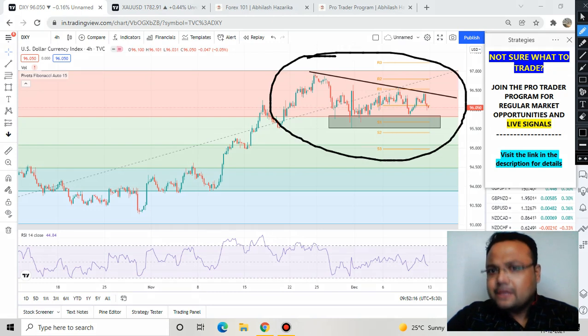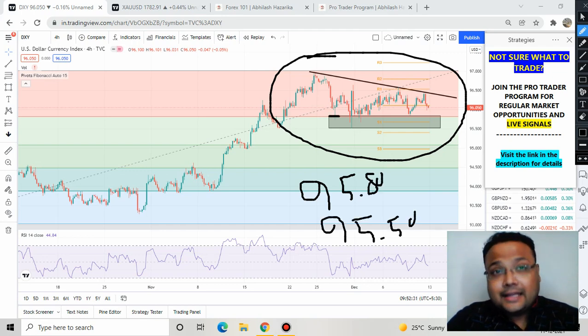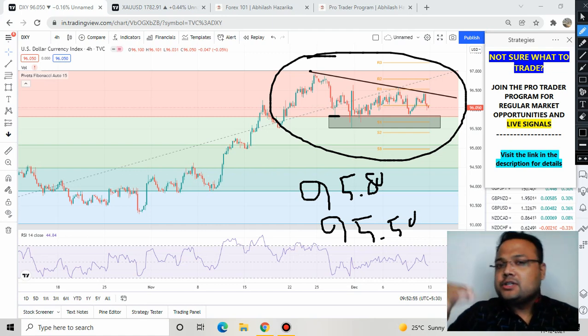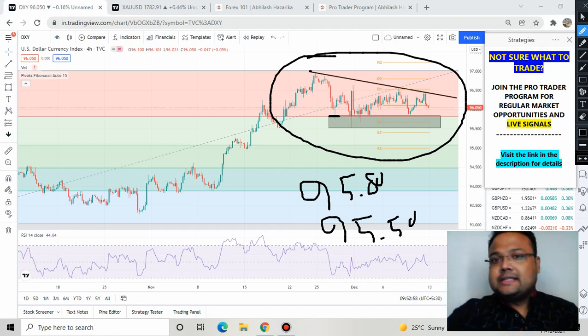Overall, if you look at the chart here, we can see the market is in an uptrend, no doubt about it, but the present trend of DXY is sideways. The 95.80 to 95.50 zone is acting as a strong support for DXY, plus we also have additional support from the Fibonacci retracement level. On the top we have this trend line acting as a strong resistance for the market. You can see whenever the market is trying to go up, it is facing selling pressure from the trend line. So this trend line is a valid resistance.